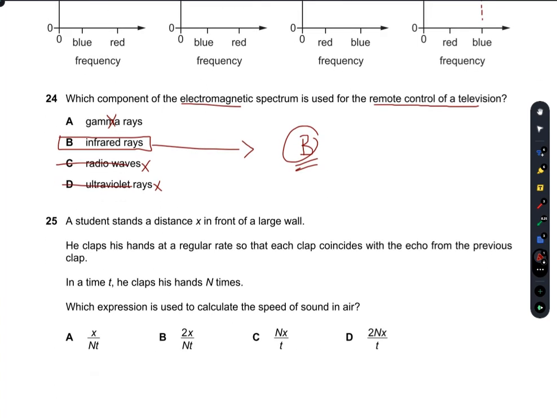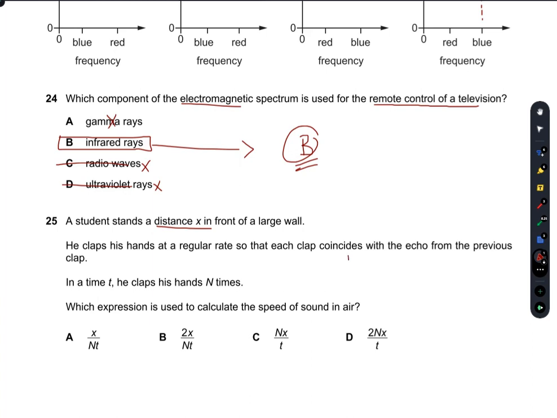A student claps at a distance x in front of a large wall. He claps his hands at a regular rate so that each clap coincides with the echo from the previous clap. So in a time t, he claps his hands n times. Which expression is used to calculate the speed of sound in air?